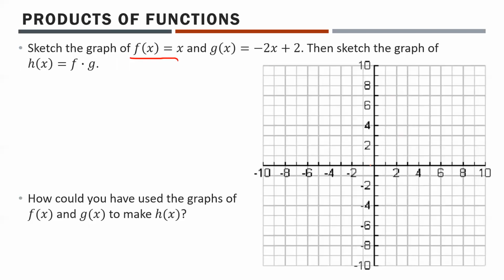So f of x is x. That's literally just f of x is x. Okay, you know what? I'll do my dots. I'm not going to try to do this freehand. Do the dots here. f of x is x, so in other words, y is equal to x. You know, a y-intercept of 0 and a slope of 1, if you want to put it that way.